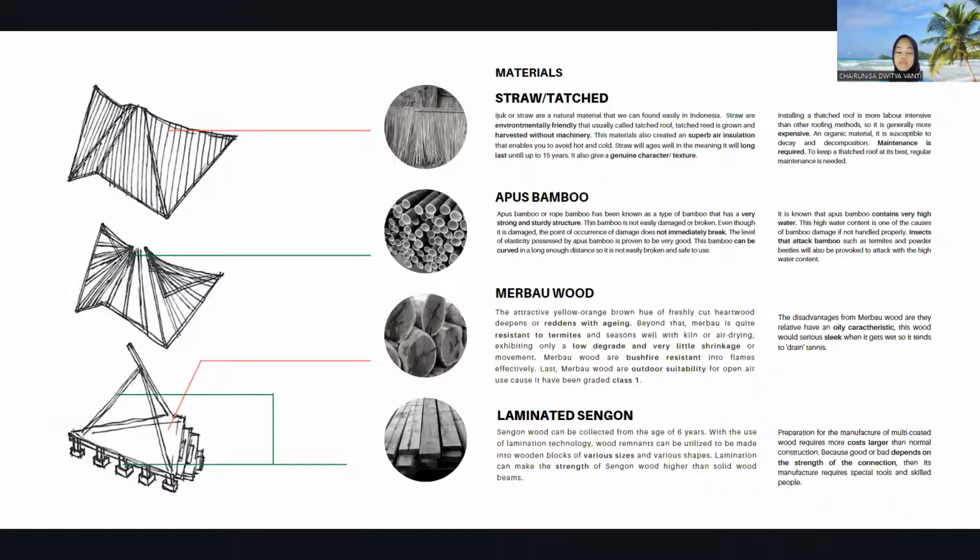Marba wood is resistant to aging, resistant to termites, has low degradation, very little shrinkage, and is fire resistant, because it's graded as a class 1 wood. And lastly, the second wood is laminated to strengthen the wood capacity and can be created in various sizes and shapes, and also has a similar character to teak wood.